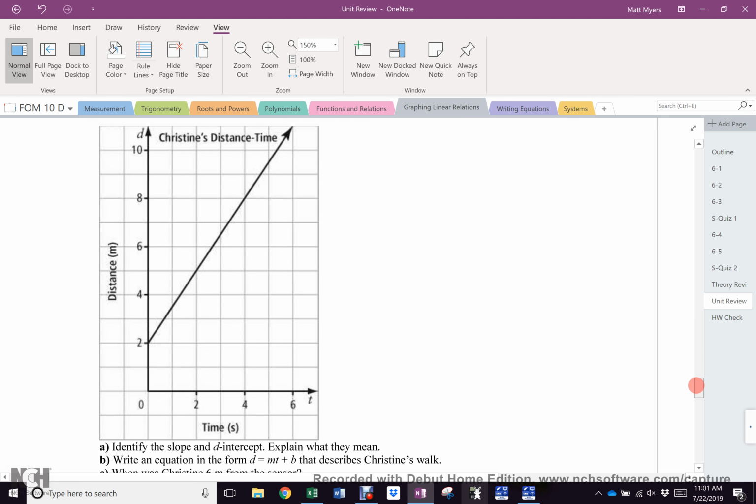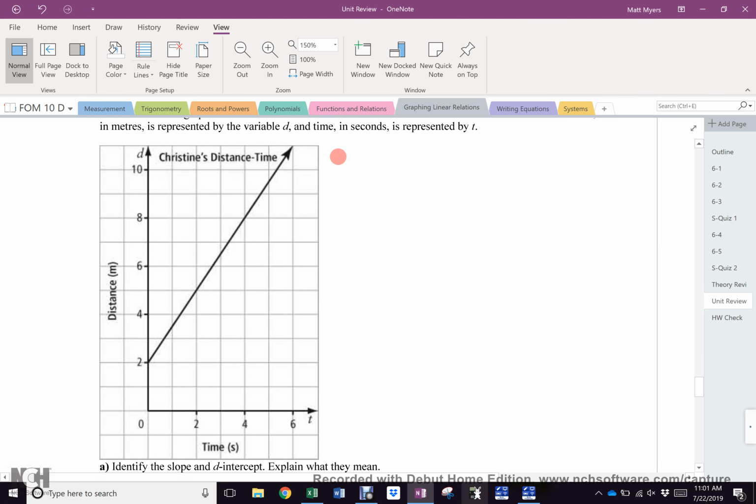Okay, this question causes a lot of trouble. What is the slope? I will accept 3 halves. I will also accept 1.5. What is the d-intercept? That gets you 1 mark. Explain what they mean. What do they mean?